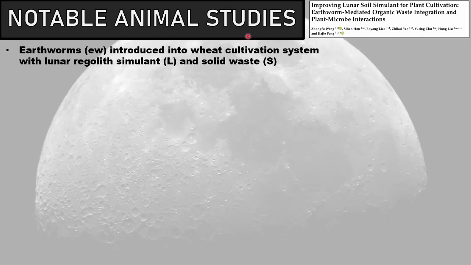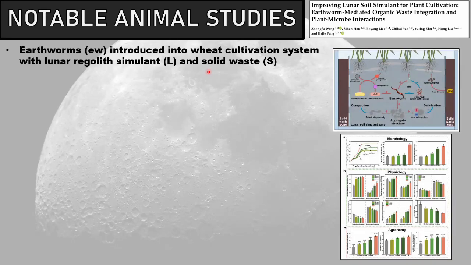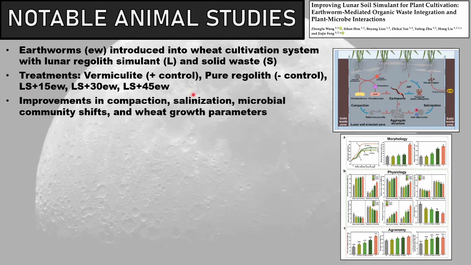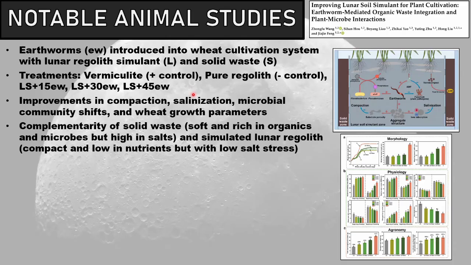So pretty similar. Earthworms were introduced into a wheat cultivation system with lunar regolith simulant and then solid waste, reed feces of some kind, or composting. And so there's a positive control, vermiculite, a pure regolith negative control, and then lunar regolith with solid waste, and then different levels of earthworms. They found improvements in compaction, salinization, microbial community shifts, and wheat growth parameters.